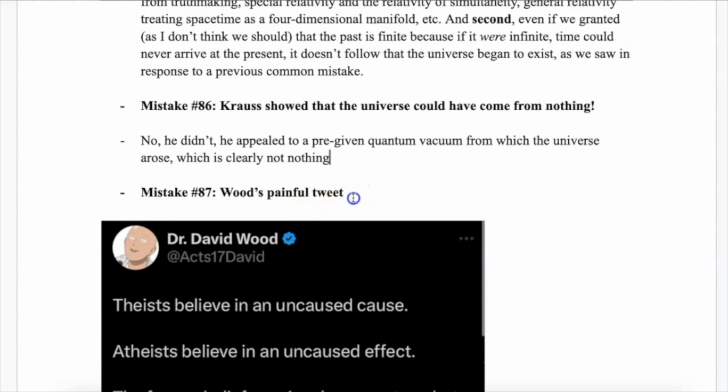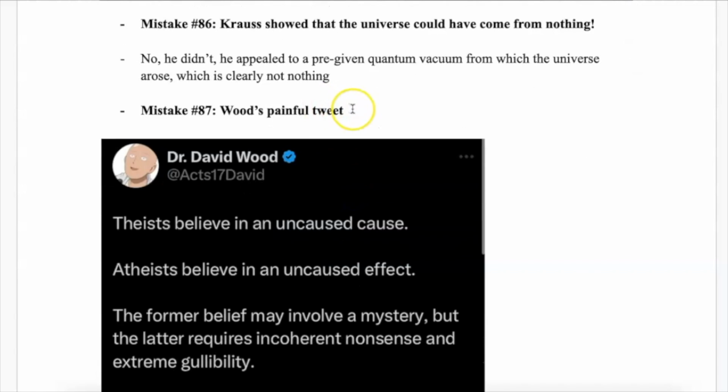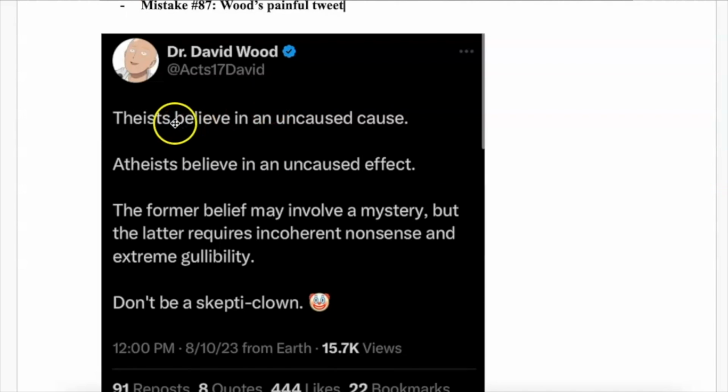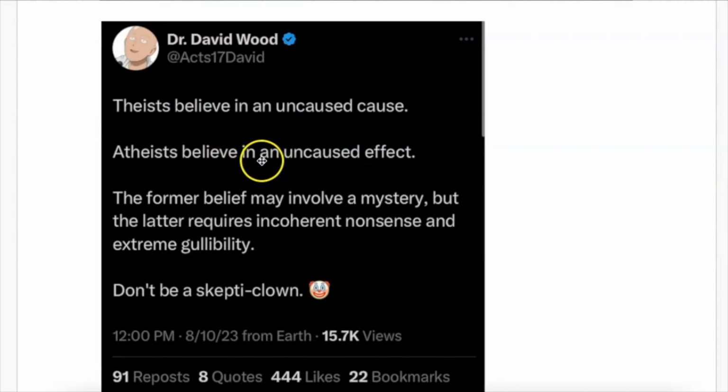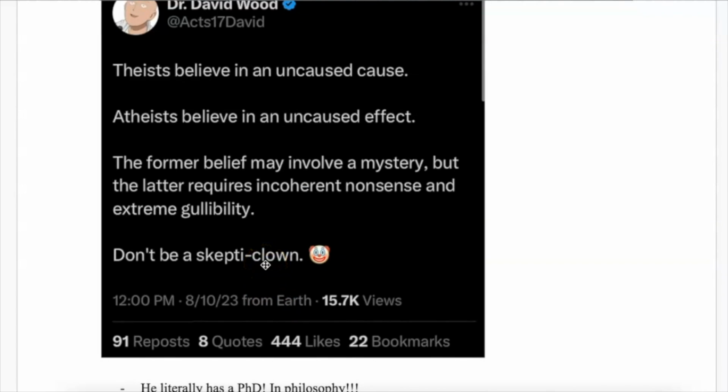Mistake number 87. Wood's painful tweet, or X, or whatever you call them. Theists believe in an uncaused cause. Atheists believe in an uncaused effect. The former belief may involve a mystery, but the latter requires incoherent nonsense and extreme gullibility. Don't be a skeptic clown.